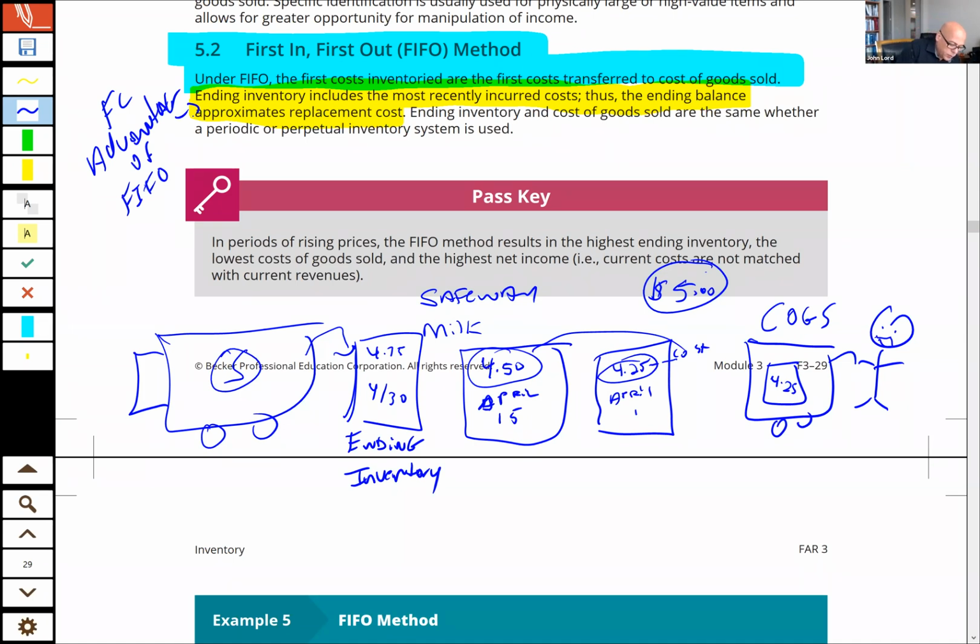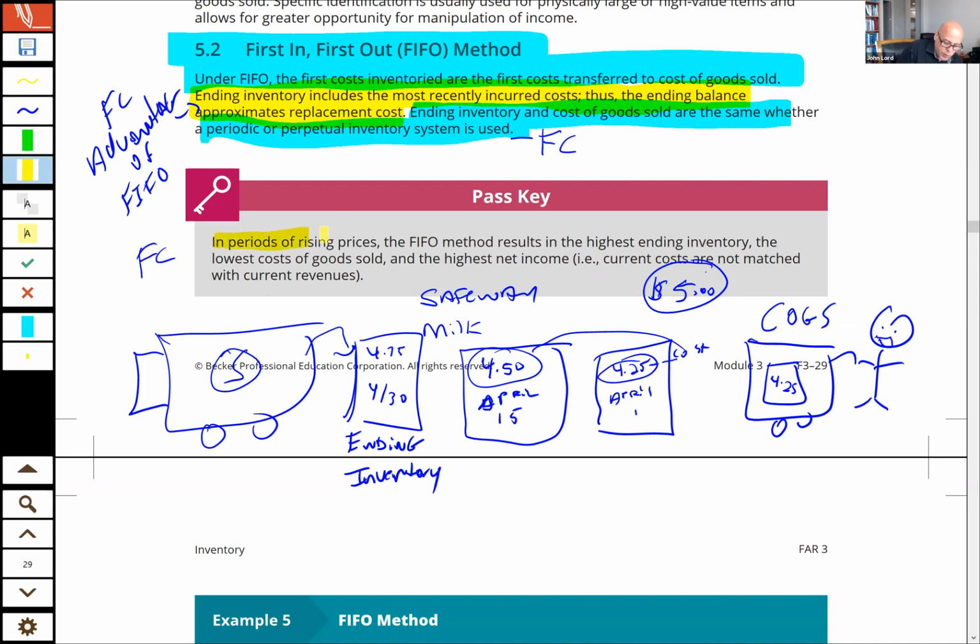Okay. Now they also tell us that ending inventory and cost of goods sold are the same whether you use the periodic or the perpetual method. We're going to actually have a numeric example here in a minute, but we're going to see that regardless of perpetual or periodic, you will still have the same answer for your cost of goods sold. You'll have the same answer for your ending inventory, regardless of which of the two methods you use. Okay. All right, good.